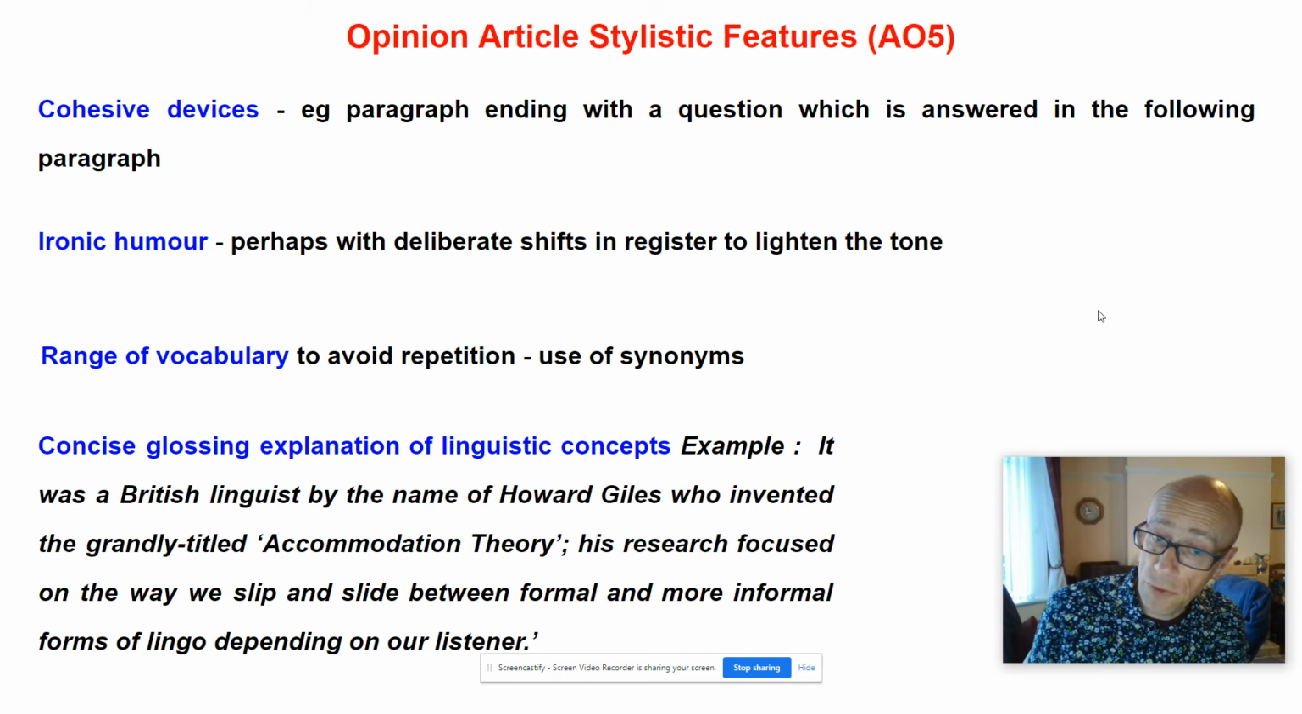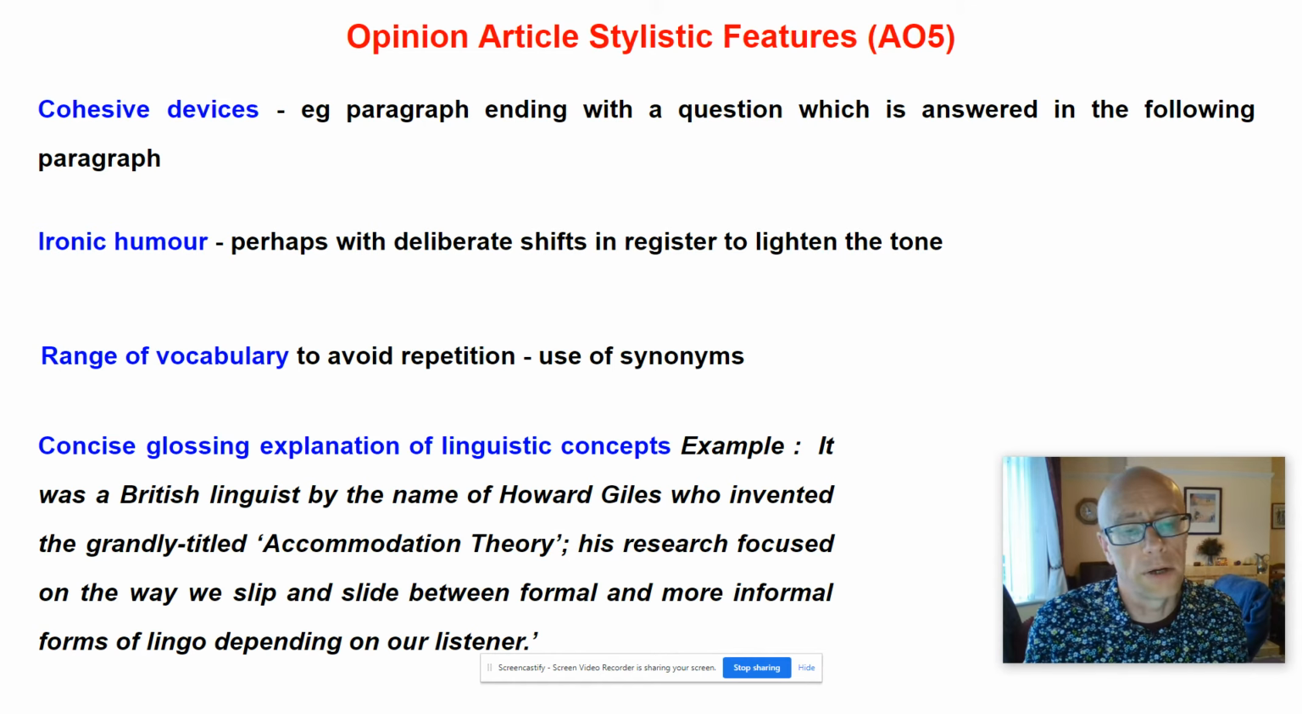And as I was saying before, because this is a non-specialist reader that you've got, you can't make assumptions that they're going to know about some of the linguistic AO2 information that you're going to feed them. So you can't just say Howard Giles's accommodation theory says blah, blah, because your reader doesn't know who Howard Giles is. So instead, you're going to have to gloss it and say something like, it was a British linguist by the name of Howard Giles who invented the grandly titled accommodation theory. His research focused on the way we slip and slide between formal and more informal forms of lingo, depending on our listener. So there you've got your explanation.